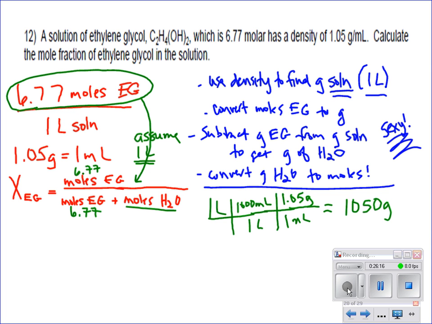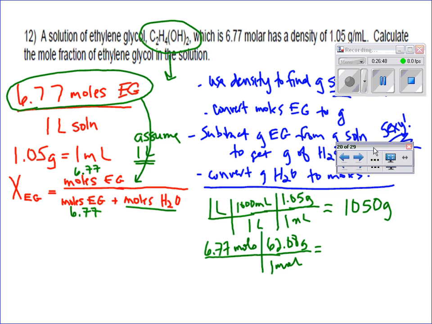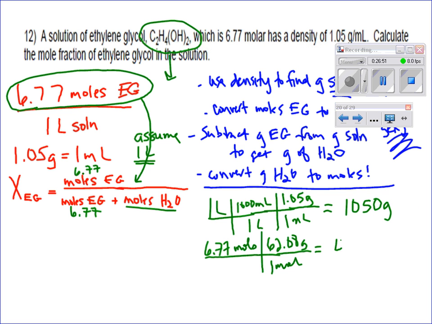I need the moles of EG. So somebody out there has to get me that molar mass, please, while I set this up. Wow, you're on it. So we got 6.77 moles. For every 1 mole, 62.08 grams. All right, so what is my grams of this EG? 420.3. So I subtract that to get me grams of H2O. And what are the grams of H2O?